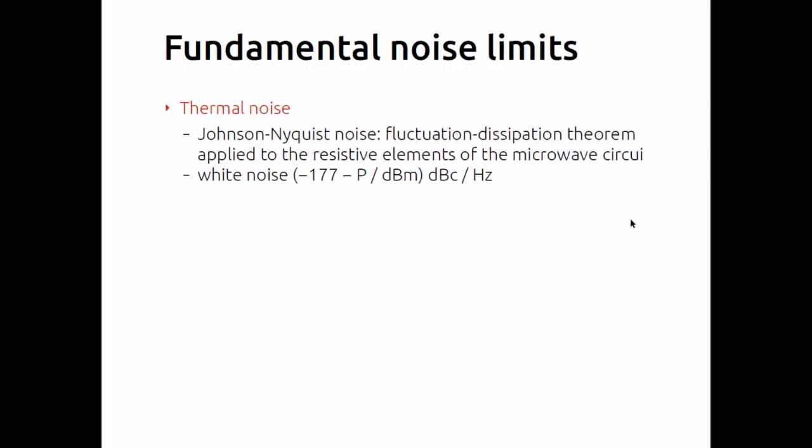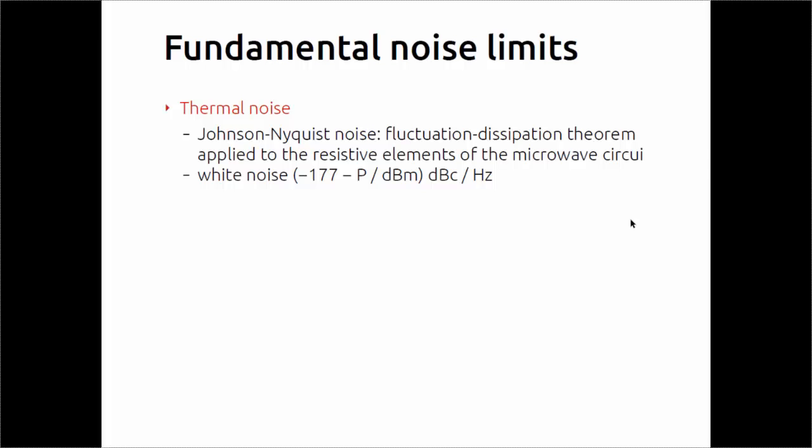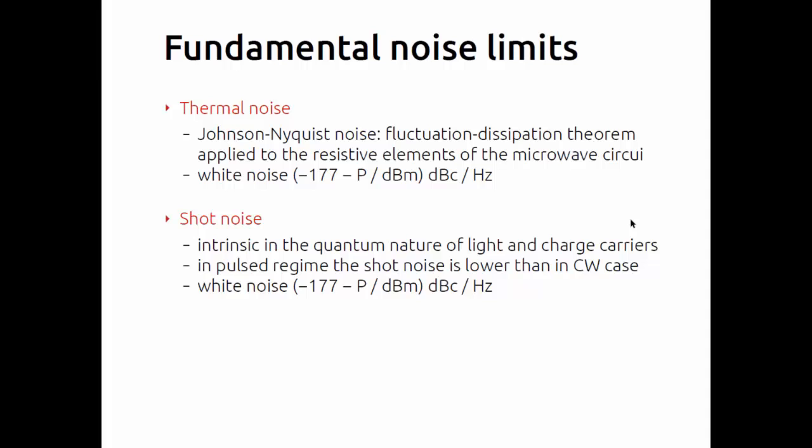There are a couple of fundamental noise limits in generation of microwave. The first one is thermal noise. Whatever we do with the microwave we generate from the photodiode, we have to make it go through some kind of microwave circuit, and this circuit will be impedance matched, usually to 50 ohm. Impedance matching of this kind inherently has some thermal noise, Johnson-Nyquist noise, in the resistance that composes the microwave circuit. And the other limit is the shot noise.